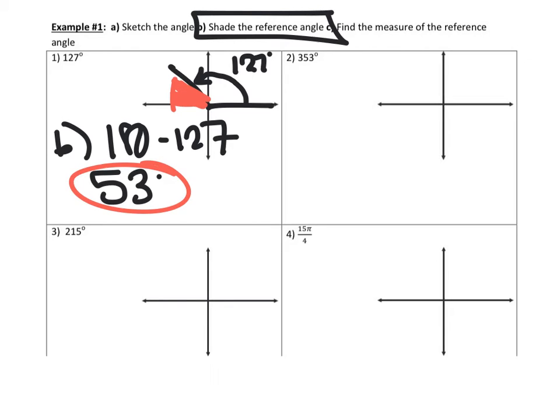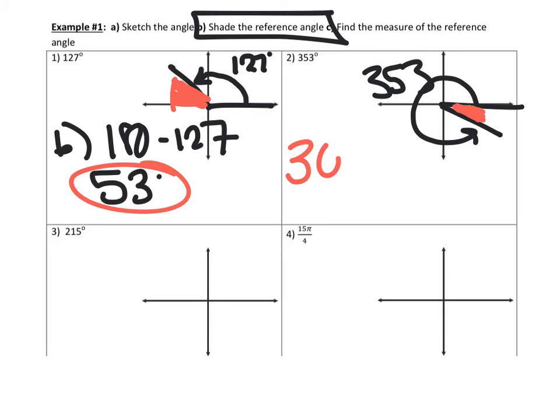All right, 353. Okay, so that's close to 360. So again, initial side, terminal side. Show which way you went, 353. Shade in your reference angle, how far you are from the x-axis, and then let's go get it. So that's 360 minus 353. I'm going to go 7 degrees.